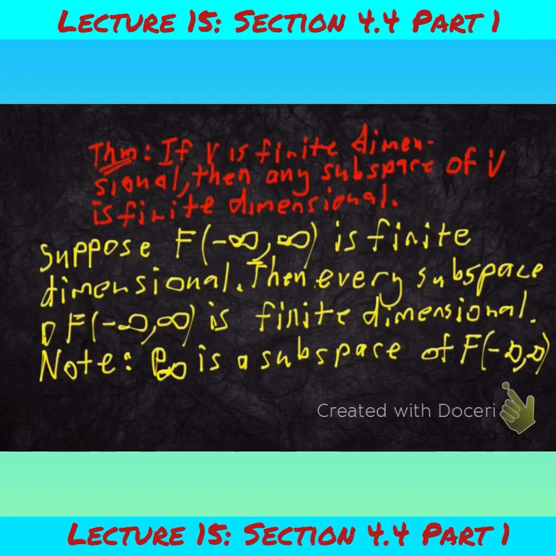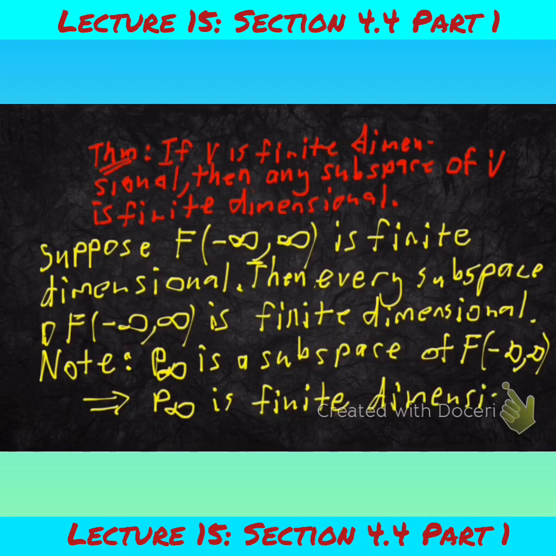So what does this theorem tell me? It tells me that every subspace of F(-infinity, +infinity) is finite dimensional. Therefore, that would imply that P infinity is finite dimensional. But I just proved to you, you cannot span P infinity with a finite number of vectors. So P infinity is finite dimensional. This is a contradiction.